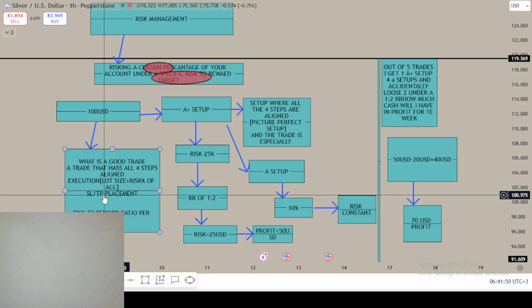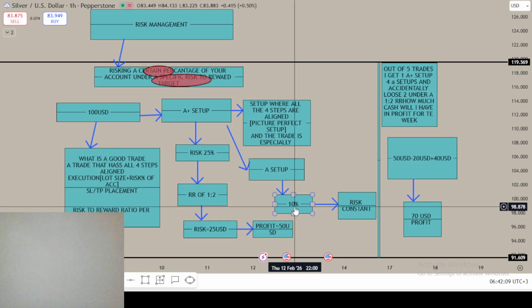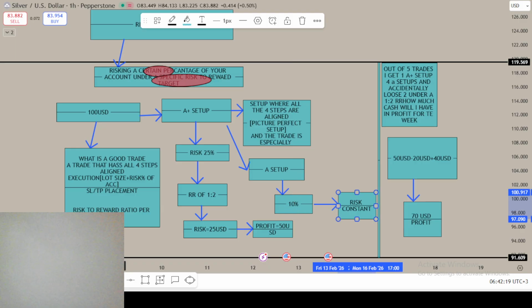Number five, you need to know if it is a good trade. A good trade will present itself in the New York session, and in that situation you risk 25% with a risk reward of 1:2. If it's an A setup, you risk 10% with a risk to reward ratio that is constant. The risk is constant, but it has to have a risk reward ratio of 1:2. Let me draw an arrow from this point to this point of 1:2. This is how you keep your account floating.